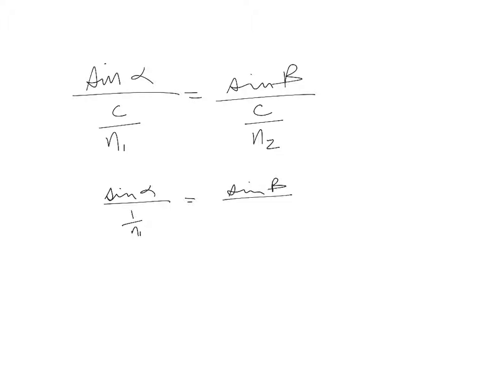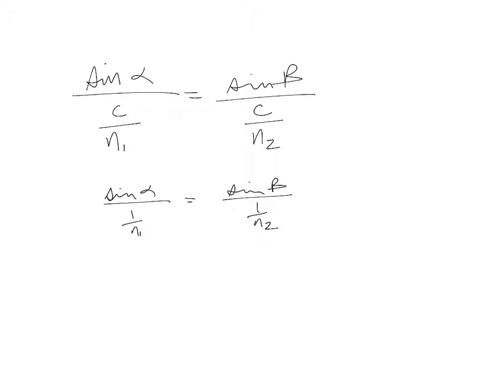If I go back, I have C over N1, sine beta, C over N2. You're right. If I do this business, N1 over C, N2 over C, okay, well, then I just lose them. But what are we really trying to do here? What we need to do, I can take C out of both. I can just drop them. Sine alpha times 1 over N1 would equal sine beta times 1 over N2.